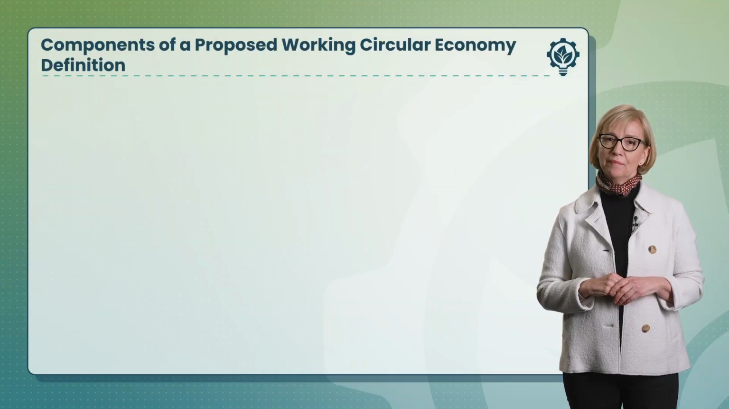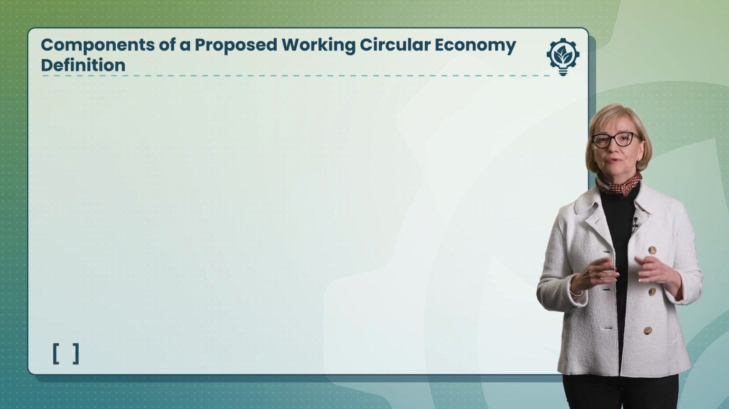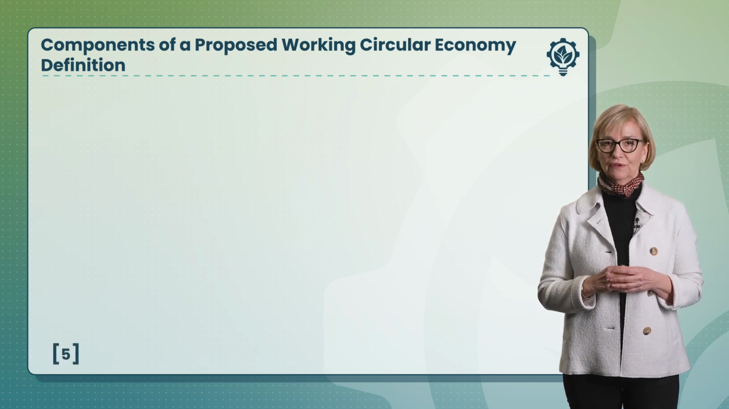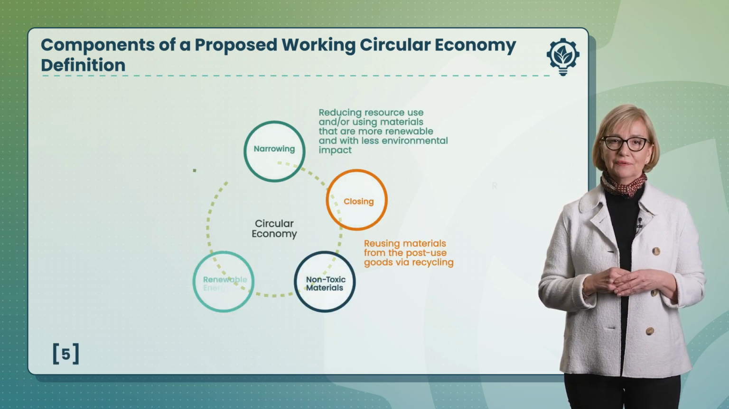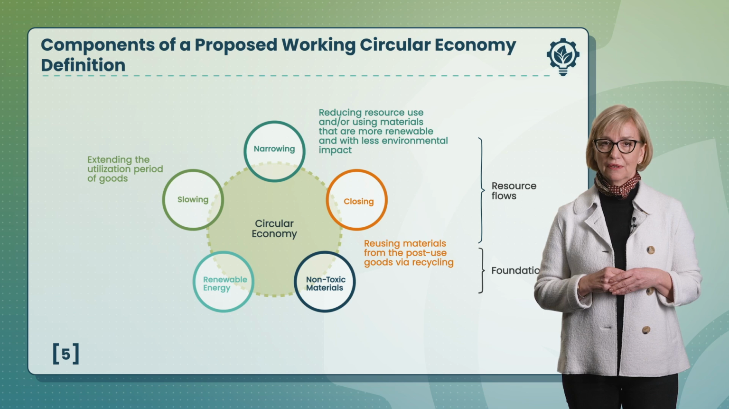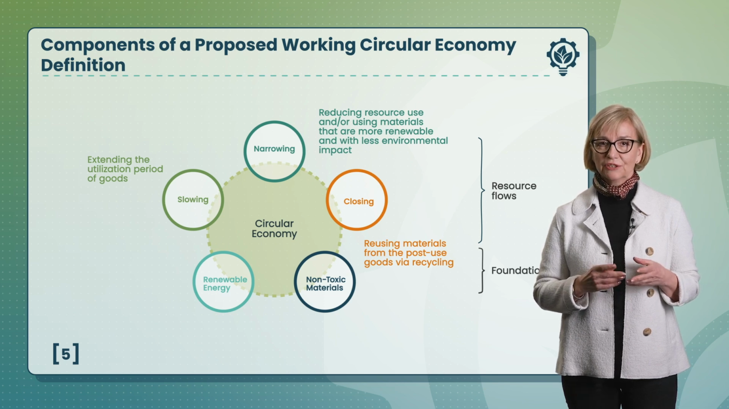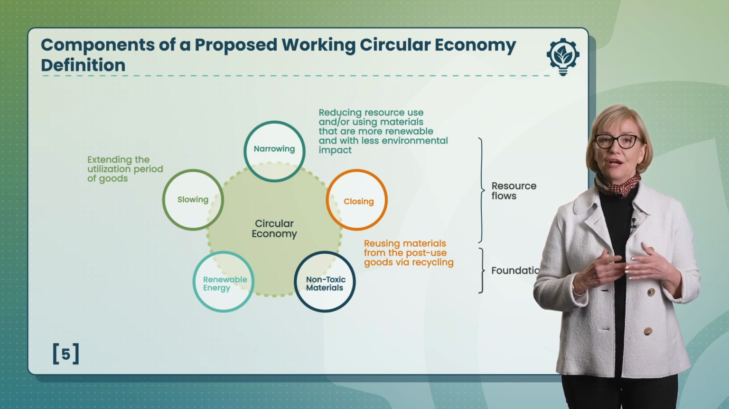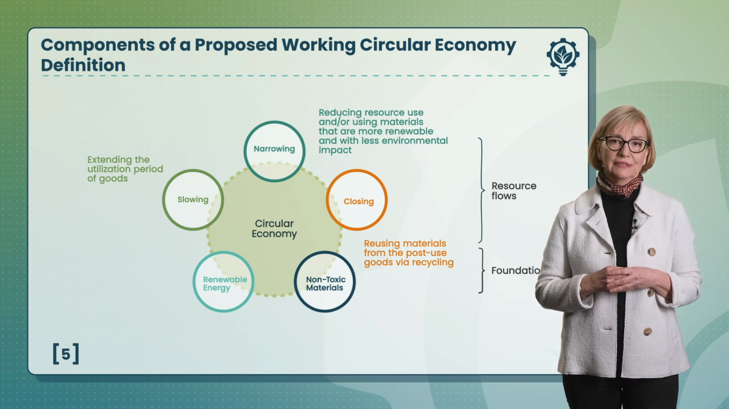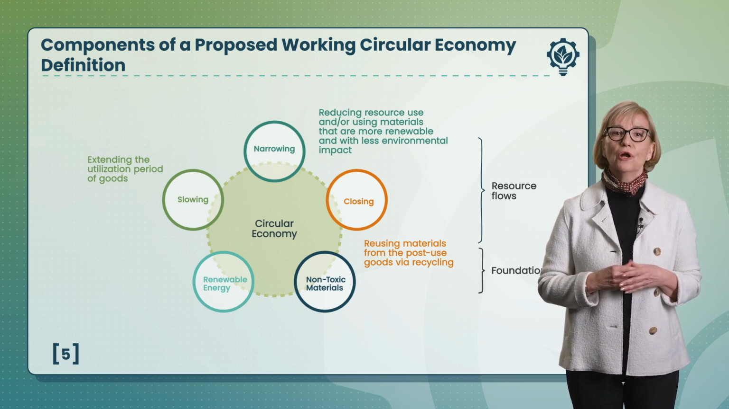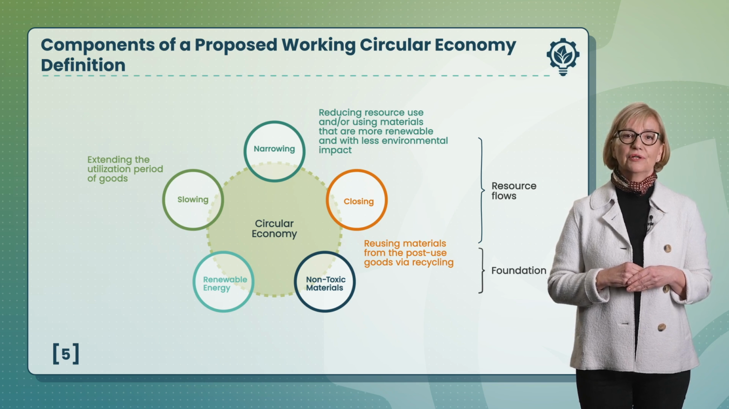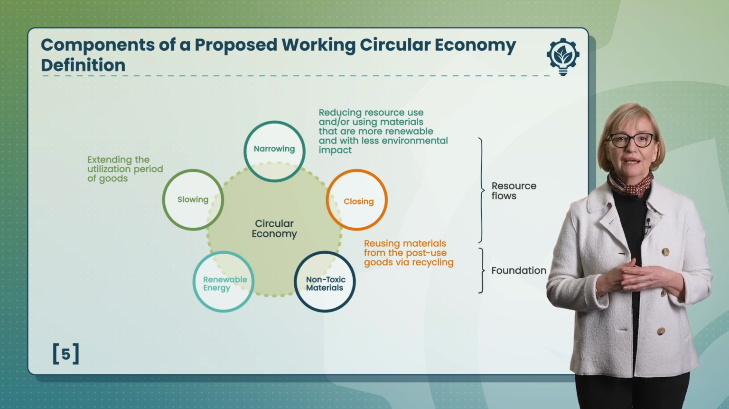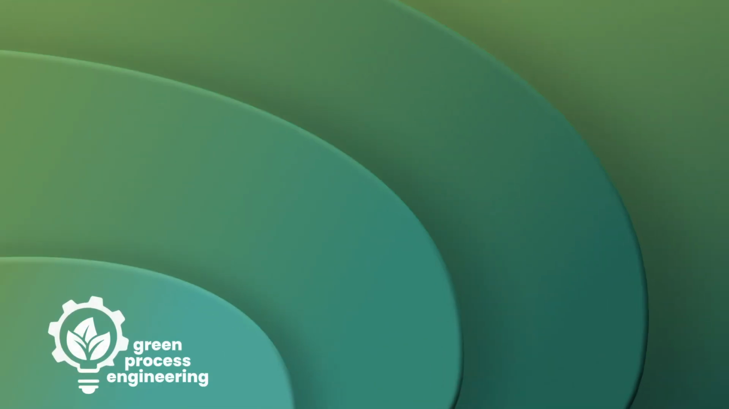Based on the aforementioned definitions, it can be concluded that to achieve a circular economy is principally to slow, narrow, and close the material resource loops, all built on the foundation of renewable energy and non-toxic materials, as well as through long-lasting design, maintenance, repair, reuse, remanufacturing, refurbishing, and recycling.